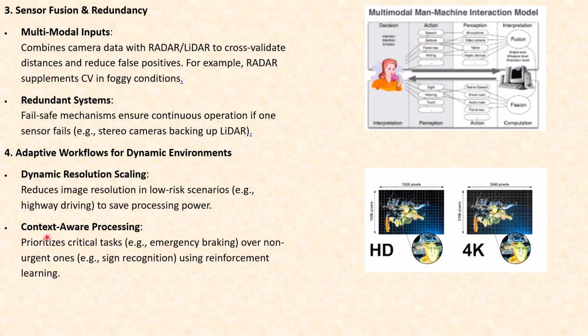And coming to context-aware processing, it prioritizes critical tasks over non-urgent ones. Again, this is a very proactive mechanism where it prioritizes critical tasks. For example, emergency braking. This is a safety-critical functionality, so naturally it prioritizes this critical task using reinforcement learning. Okay, so based on the context, prioritization happens.